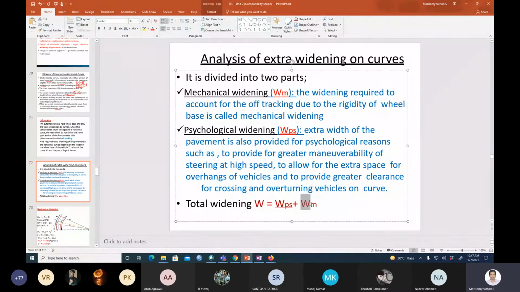The second is the psychological component. It is completely dependent on the driver.